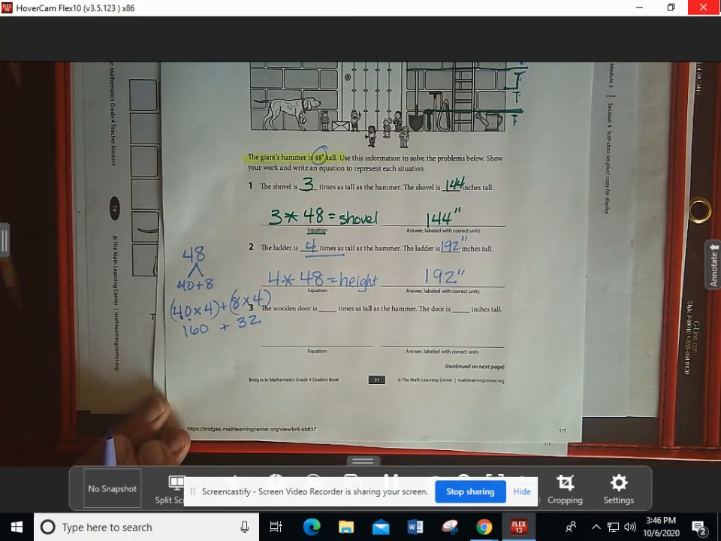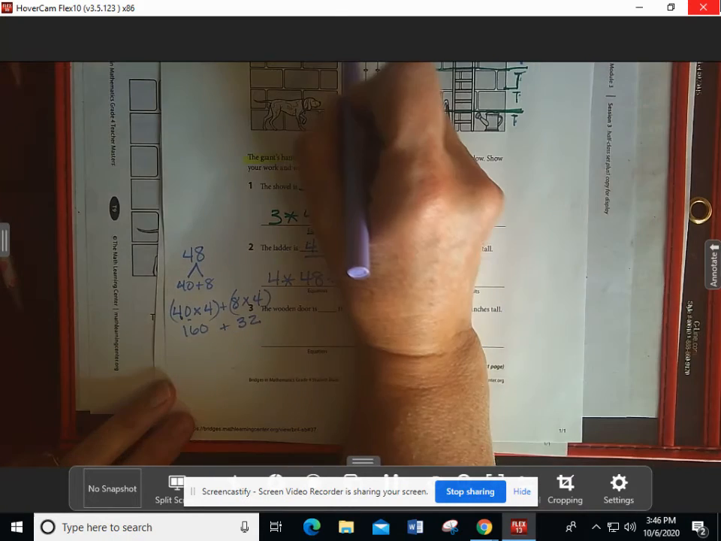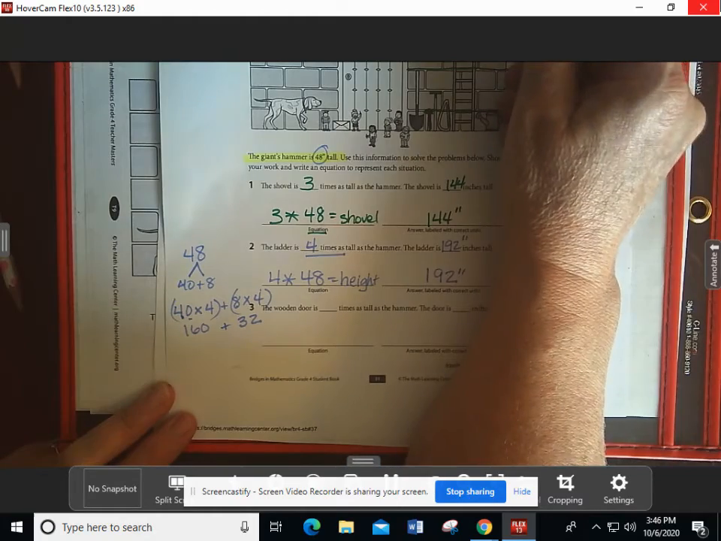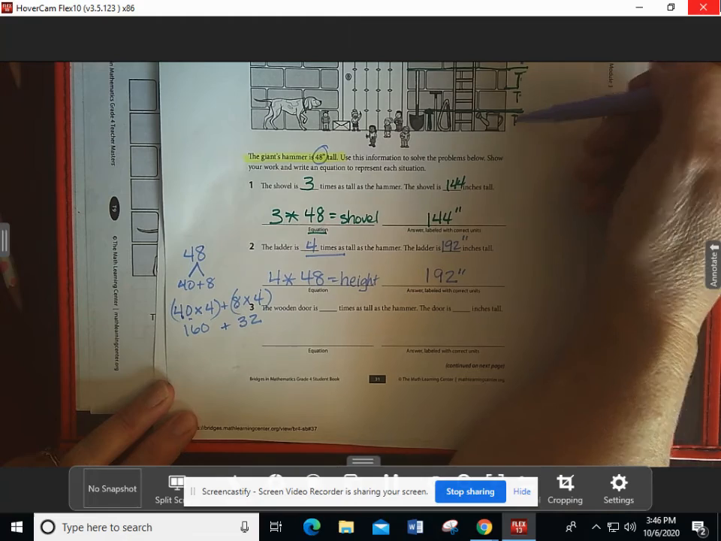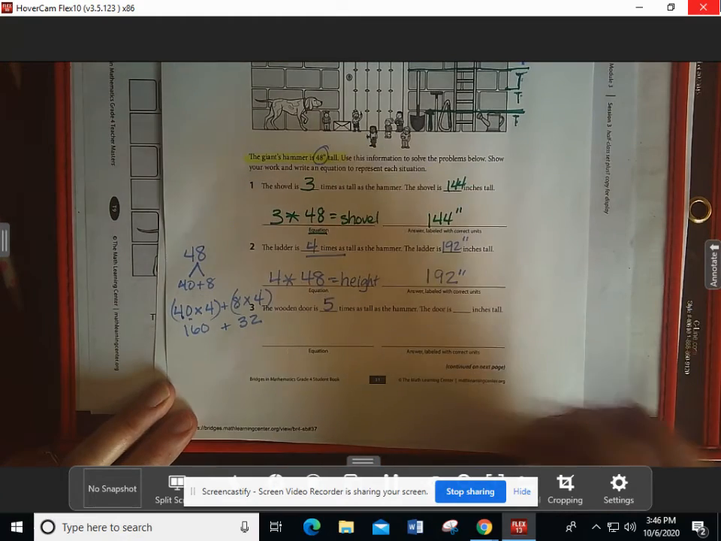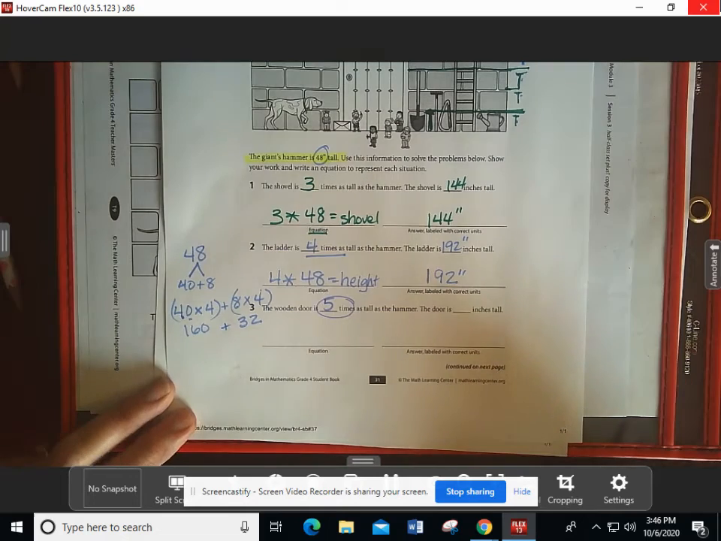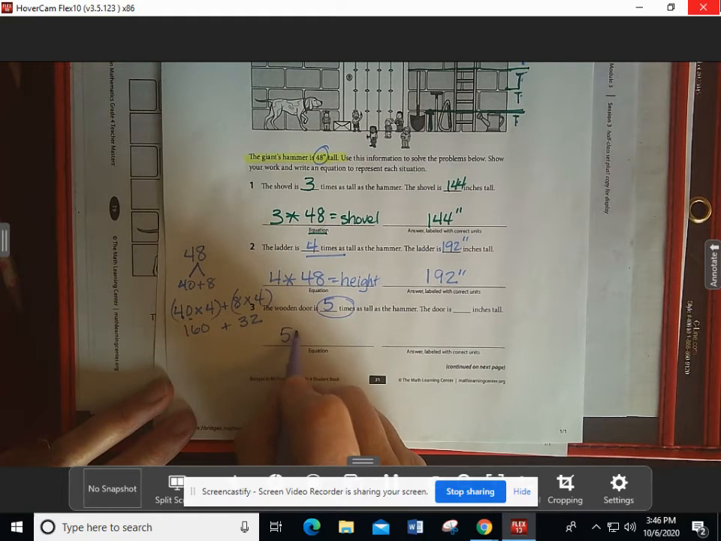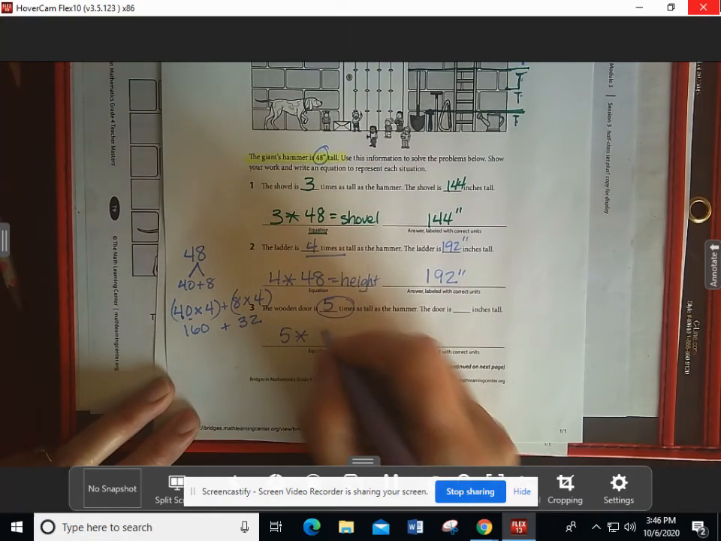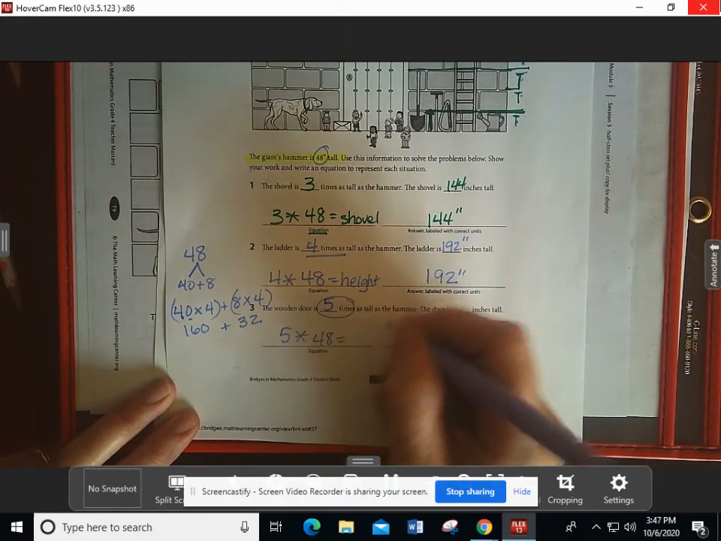Now we're talking about the wooden door. How tall is the wooden door? Oh goodness, look at that. We're now up to there. We got to draw another hammer. How many hammers do we have now? 1, 2, 3, 4, 5. It is 5 times as many. That's an important number. 5 times, and what's the number we've been working with? 48 equals how tall the door is.